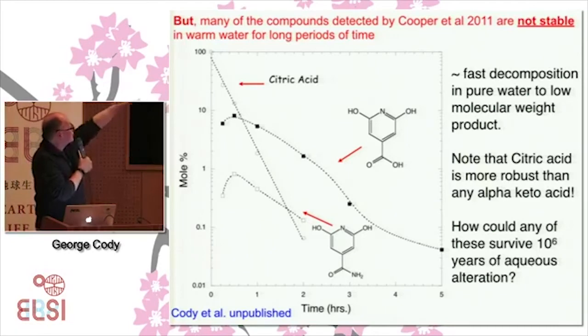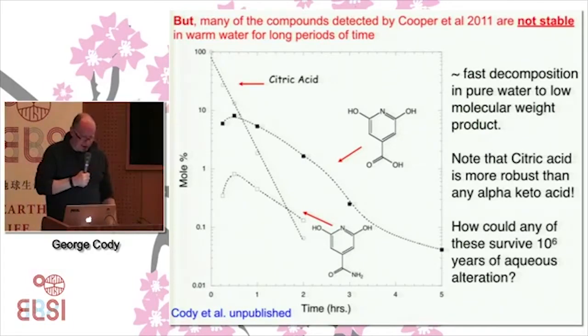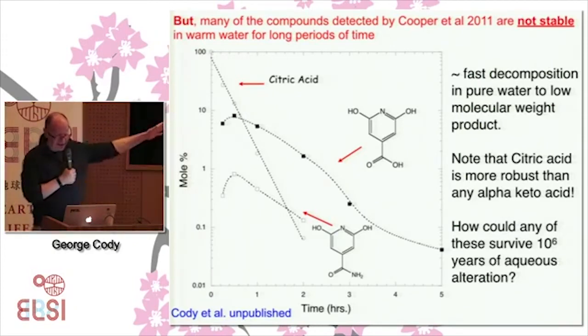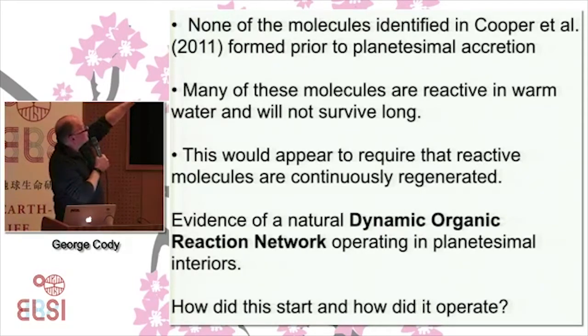So here's just showing the decomposition at 200 degrees centigrade, and within 2 hours, you drop the concentration of citric acid by 3 orders of magnitude, which tells you, could something even as robust as citric acid last a million years? Not possible. And that's probably one of the toughest molecules in all the molecules that George Cooper detected. So the key here is that none of the molecules that George Cooper identified have ever been proposed to form prior to planetesimal accretion.